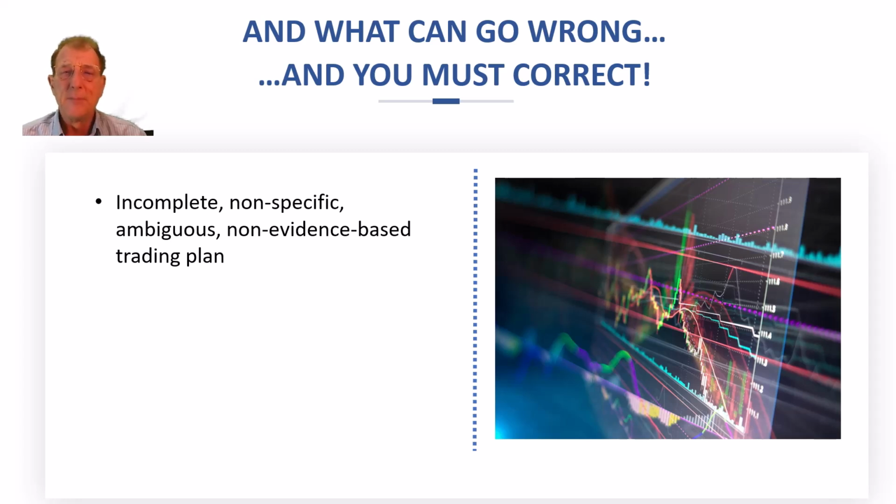And you must aim to correct this. The first and most common is that traders have an incomplete, non-specific, ambiguous, or non-evidence-based trading plan. Unless your trading plan ticks all of the boxes in terms of being comprehensive, specific and unambiguous, and over time is based on evidence of previous results, then you're not going to get to a stage where you're going to develop that belief in your system.